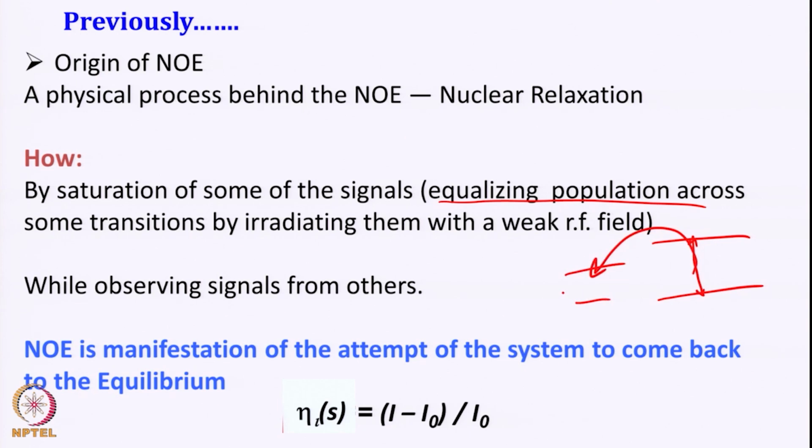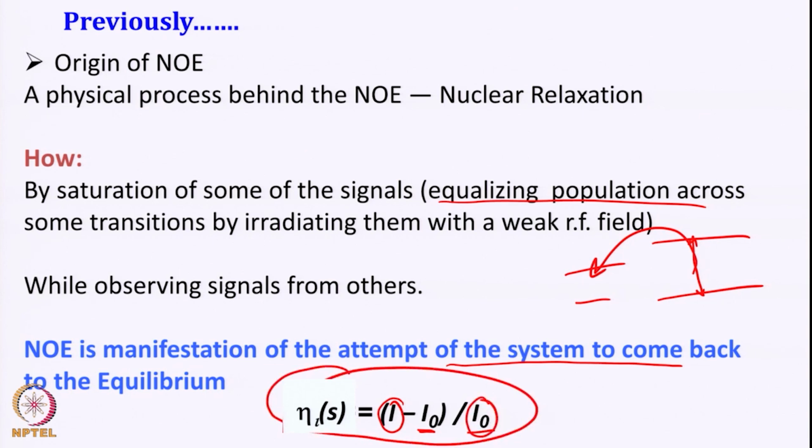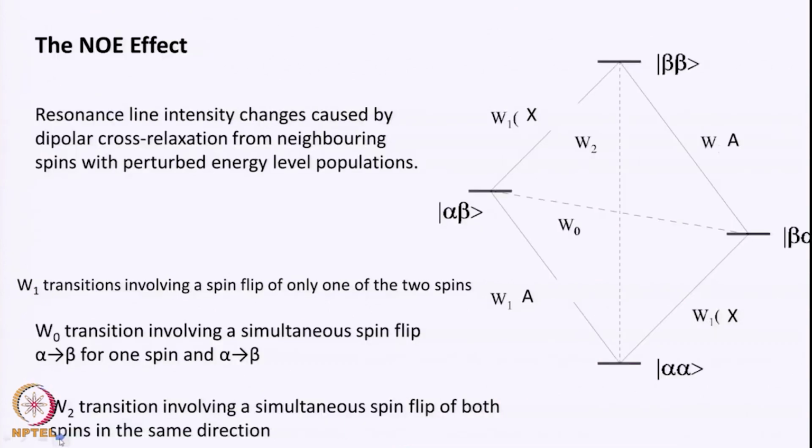So, NOE is essentially a manifestation of the attempt of the system to come back to equilibrium, and we had defined the NOE as I minus I0 divided by I0. Here I is the magnetization after perturbation and I0 is the equilibrium magnetization, and that ratio with the equilibrium magnetization is called the NOE enhancement factor. We discussed the NOE effect, and just to remind you of what we had discussed earlier.